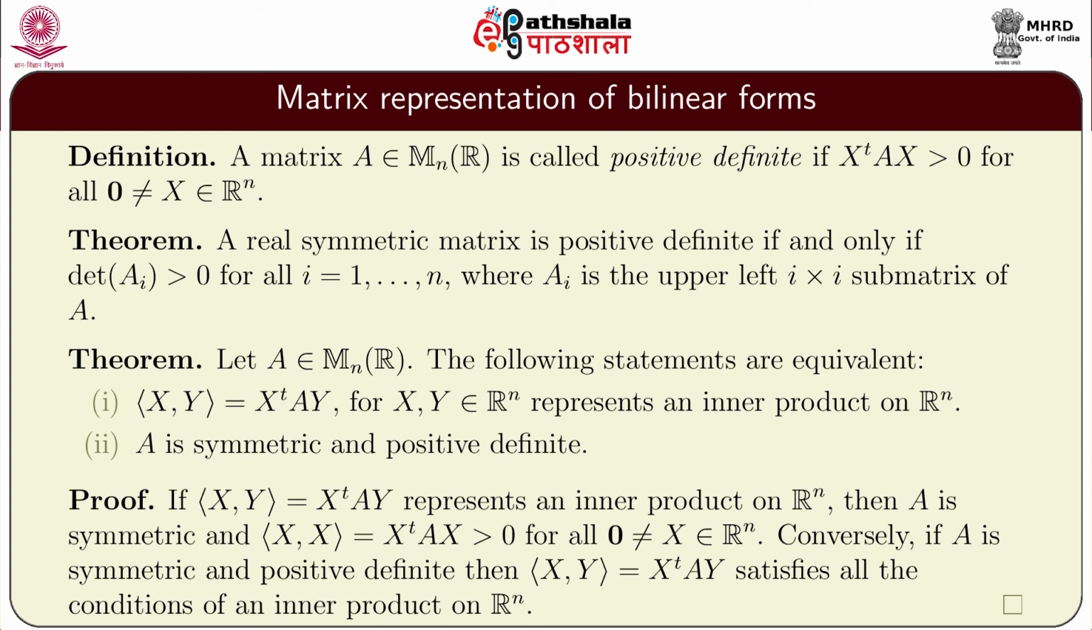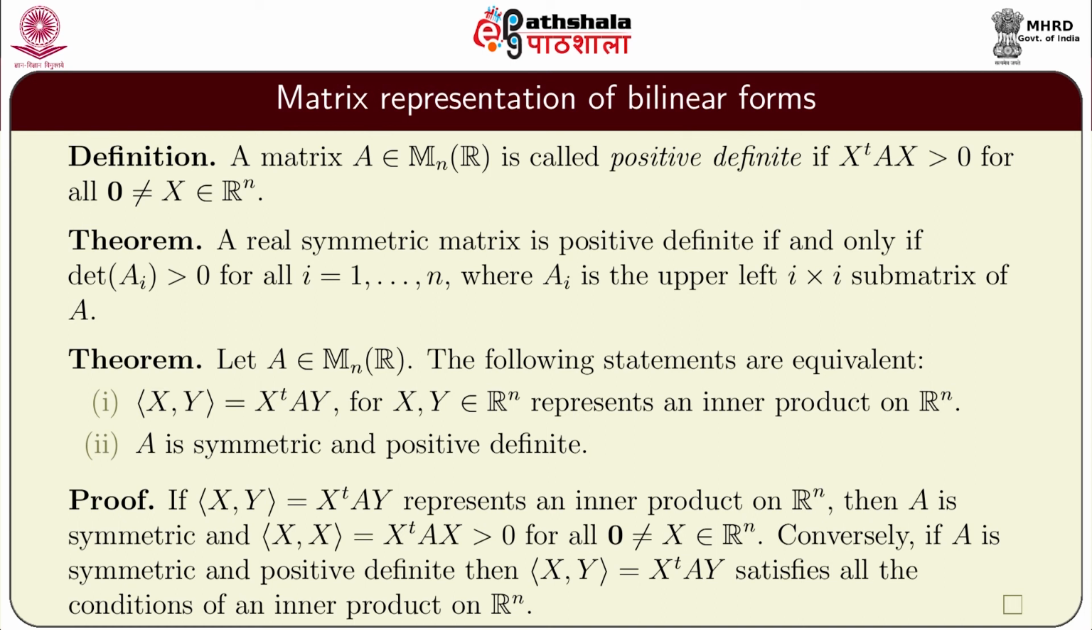So, we have already seen that a symmetric bilinear form can be put in the form X transpose AY where A is symmetric. And now, when the base field is the field of real numbers and the vector space is Rn, then we see that this bilinear form X transpose AY represents an inner product if we have symmetry and also the positive definite property.